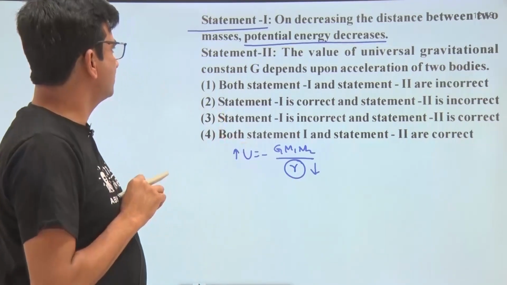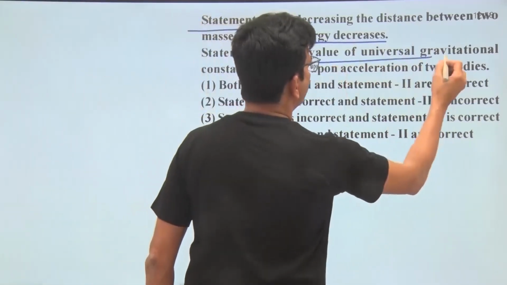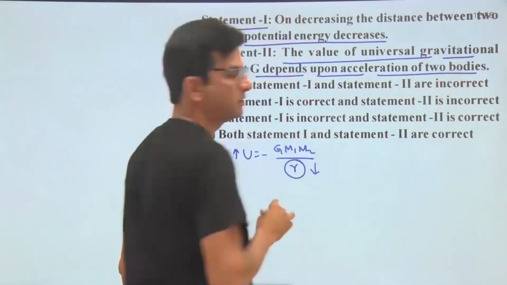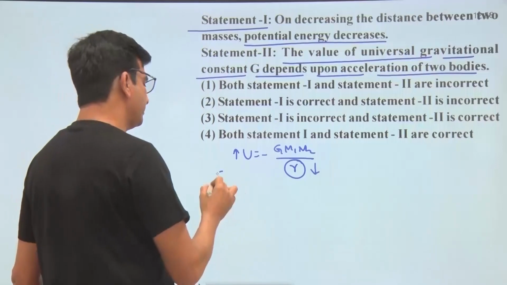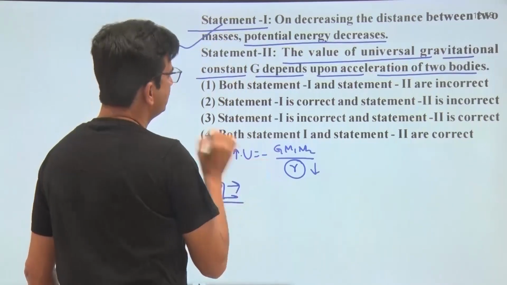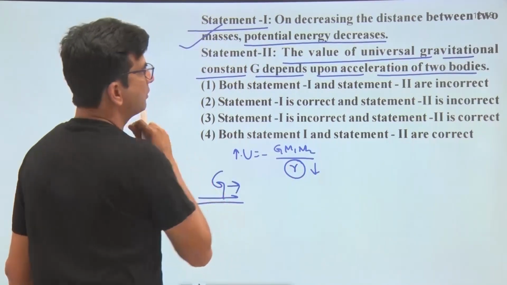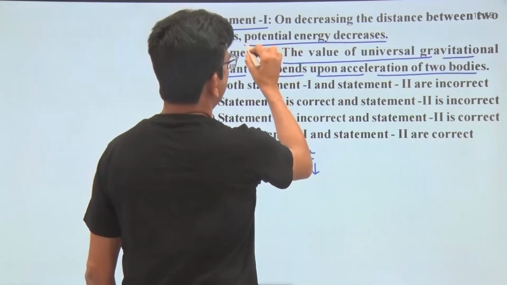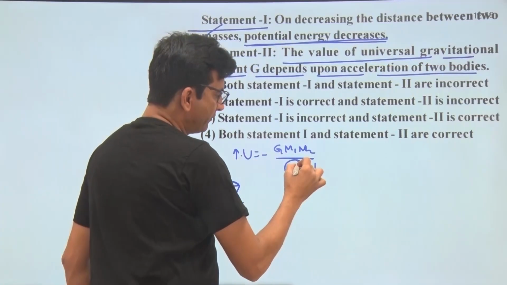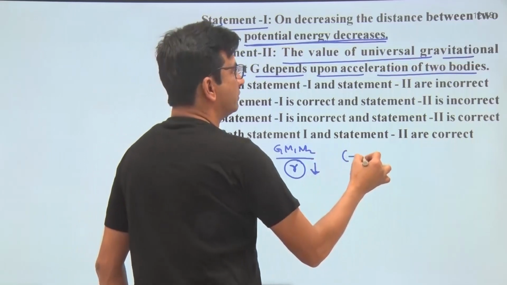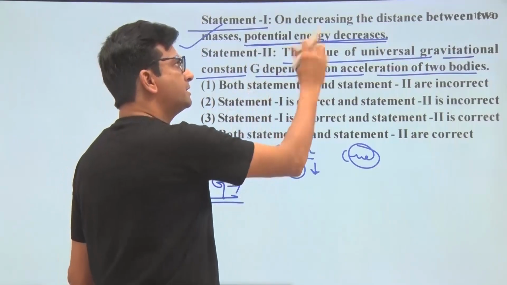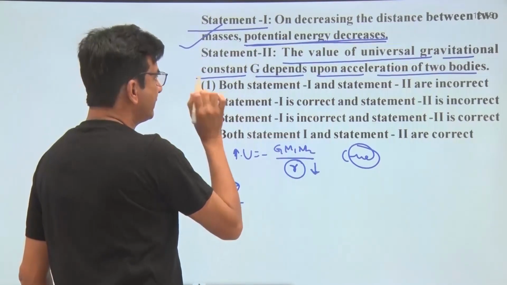Now the second statement is, the value of universal gravitational constant G depends upon the acceleration of the two bodies. Now G is a universal constant, G is independent of any quantity, it does not depend. So statement 1 is correct. Here the potential energy magnitude is decreased, but in negative value. Now when r decreases, U increases in negative value. So actually potential energy decreases. So the first statement is correct, but the second statement is wrong.